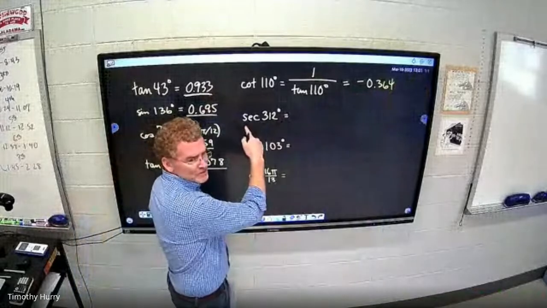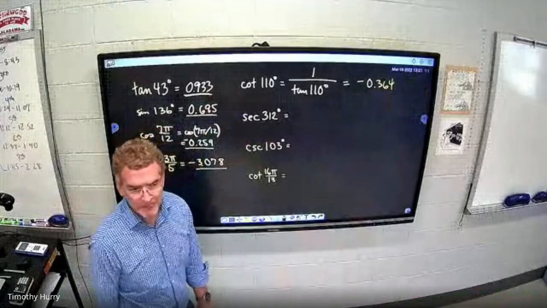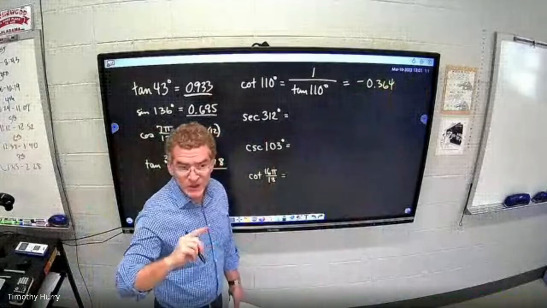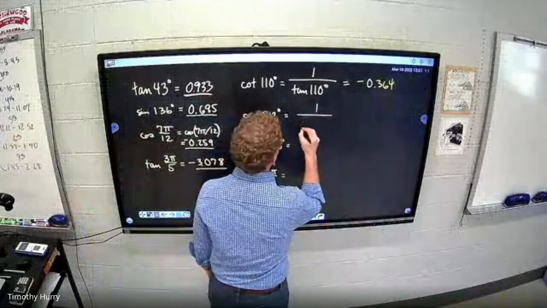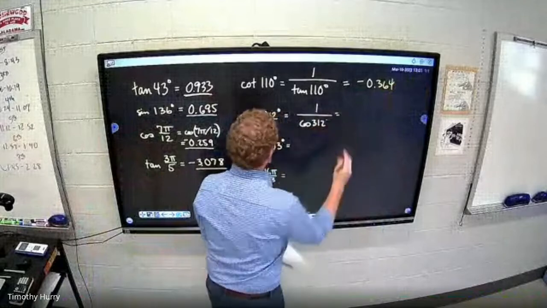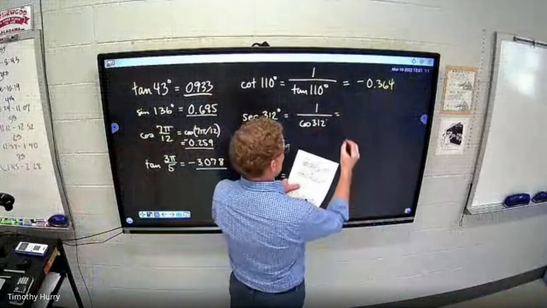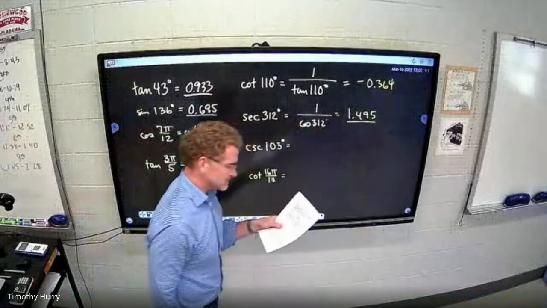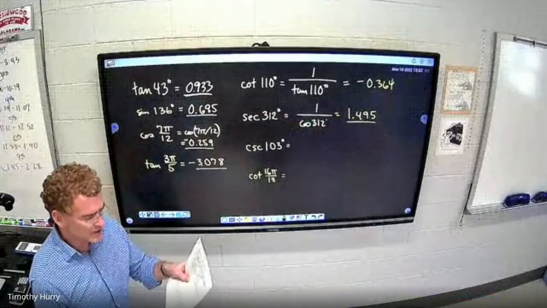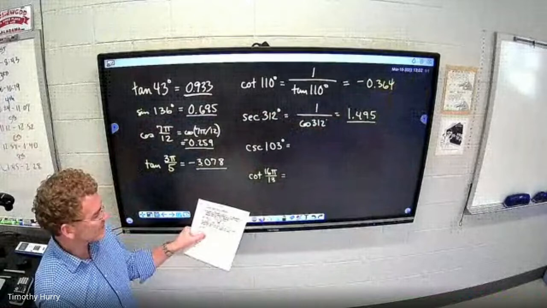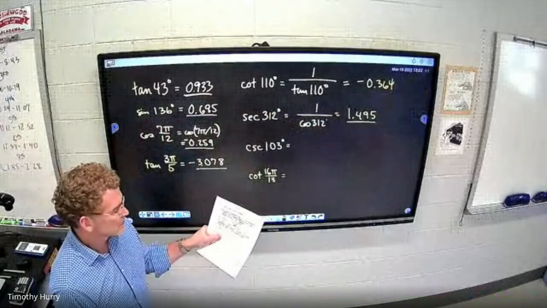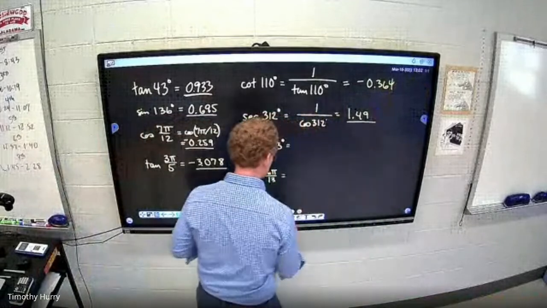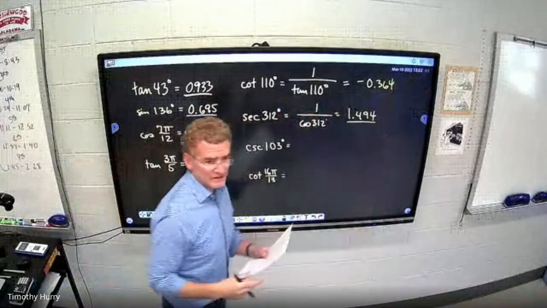Right here, if you have an Inspire, you can just type in secant of 312. If you don't, what are you going to have to do? What is secant a reciprocal of? Cosine. So you go 1 over the cosine of 312. And when you type that in, you should get 1.495 if you're rounding to 3 decimal places. Well, actually, mine says 0.4945, but what is it? 0.4944. So I had already rounded to the 5. So that ends up being a 4 right there, if you're rounding to that.